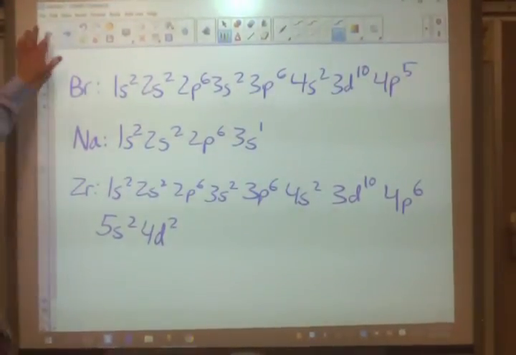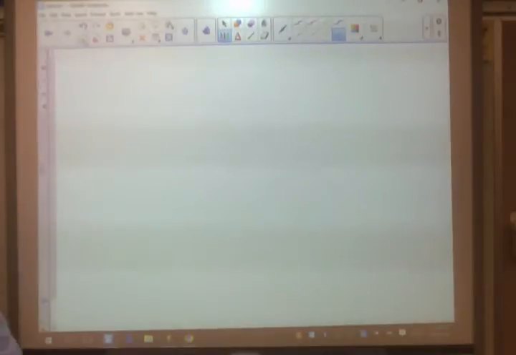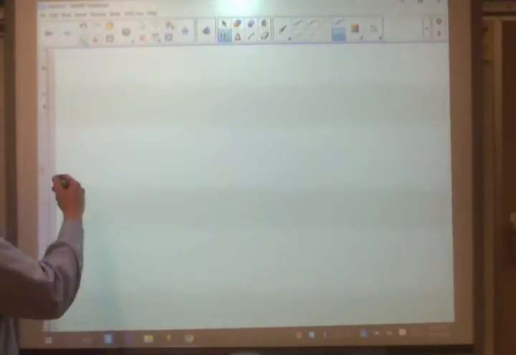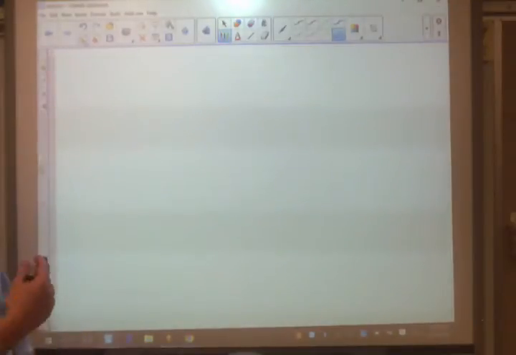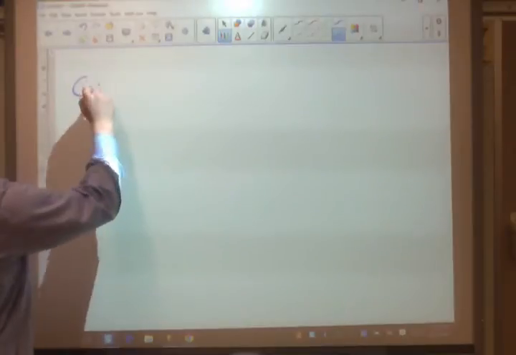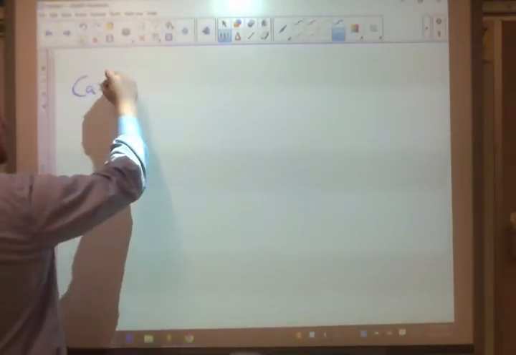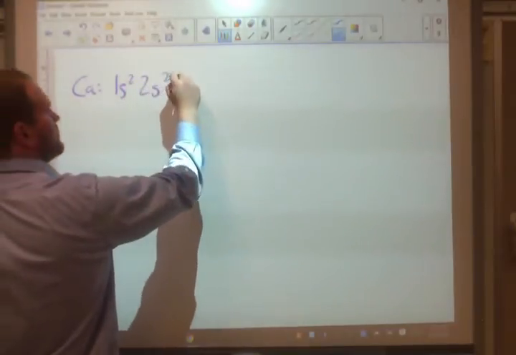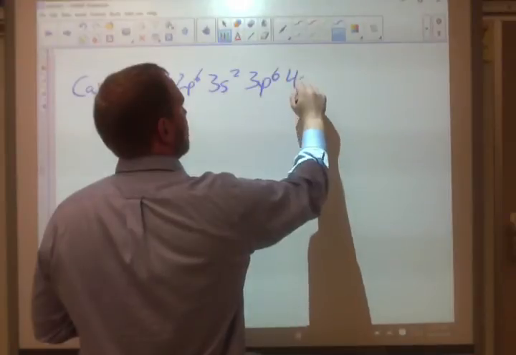All right, last couple here, calcium ion. So you need to know what ion calcium tends to form, which is always going to be a 2+. In fact, if you don't remember that, this is a good way to identify that. So here's calcium. I'm just going to do this one imagining I don't know what ion calcium forms. Well, here's calcium. 1s2, 2s2, 2p6, 3s2, 3p6, 4s2.